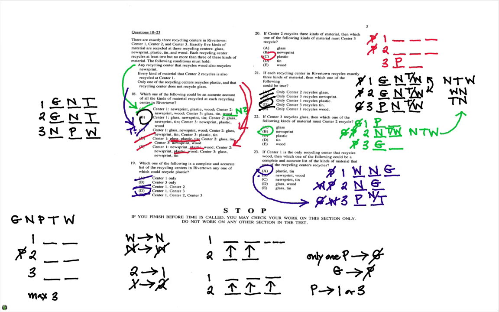We also must have glass in center 1. C, newsprint and tin, no. D, glass and wood, again, we must have newsprint in center 1. E, glass and tin, never possible.